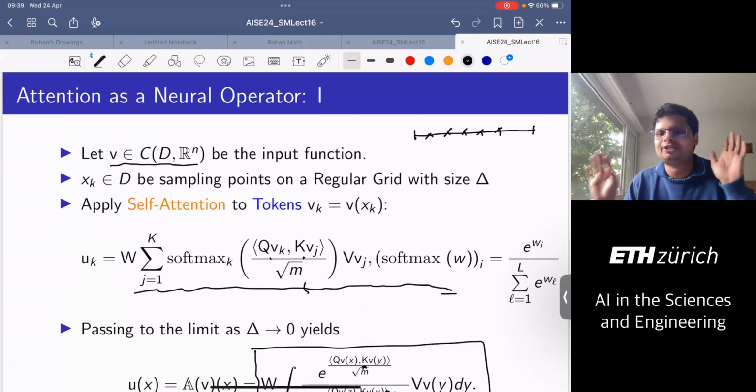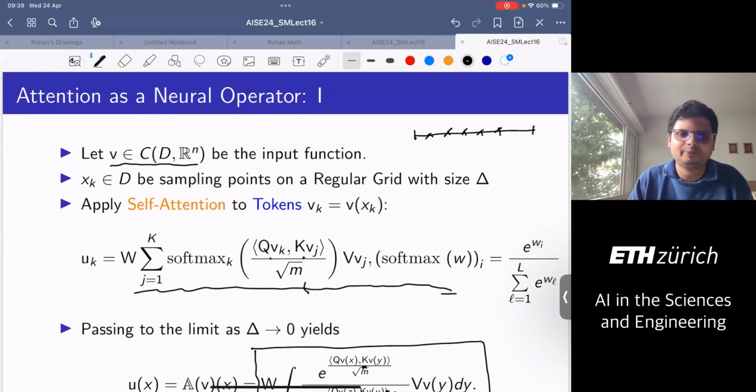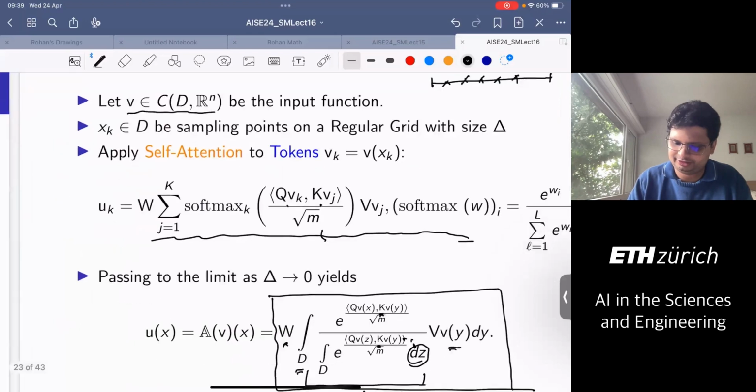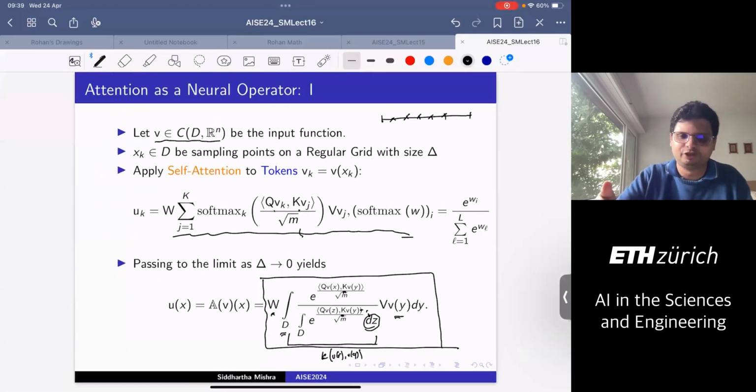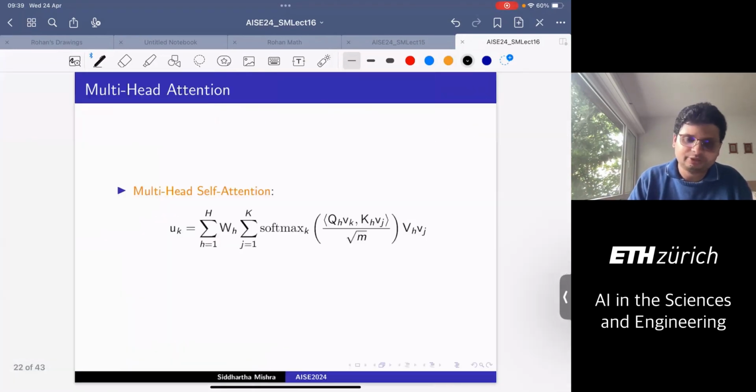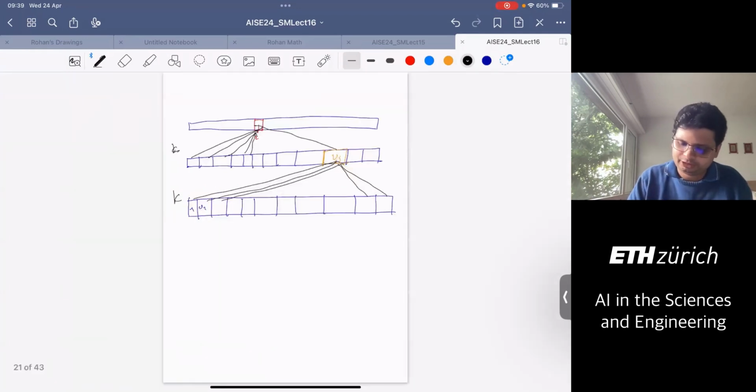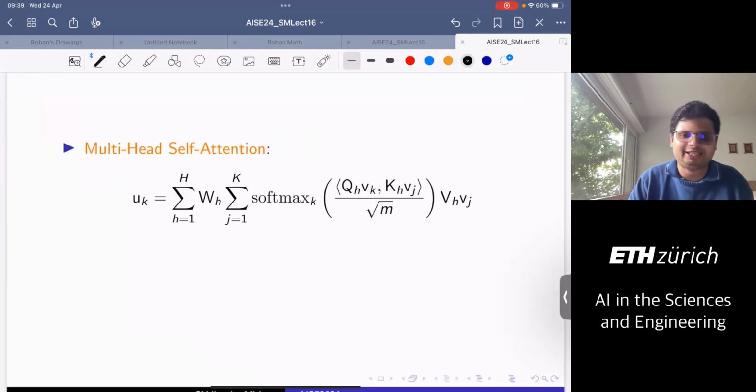Whether it's a neural operator or not is a different question, but at the moment it's certainly a neural operator in the sense that it takes functions as inputs and churns out functions as outputs. Of course, there are many things that you can do which are done in practice, and let me just walk you through them. The first thing is you can do what is called multi-head.